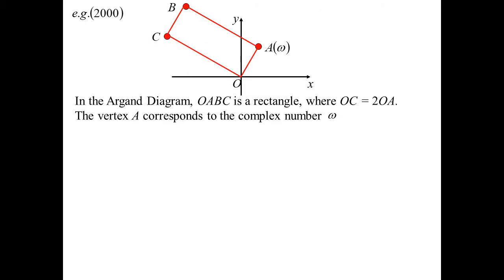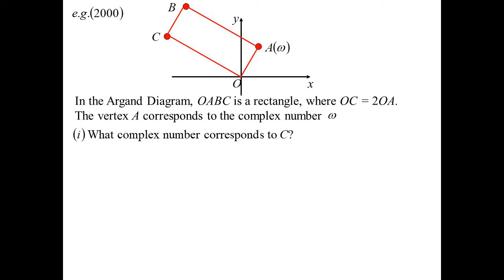2000 HSC. We're told this shape is a rectangle. OC is twice the length of OA. A is the complex number omega. That's the only one they've told us. So the first thing they want us to work out is, what is C?